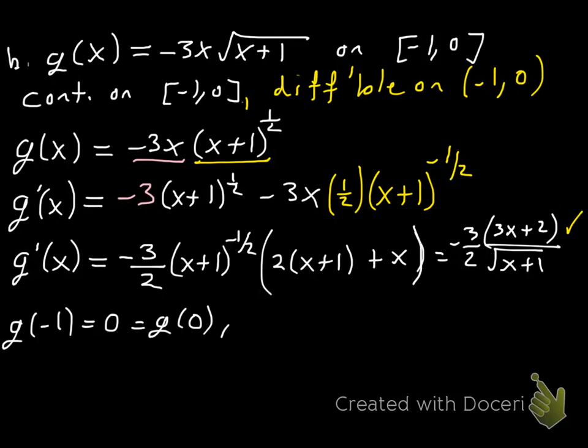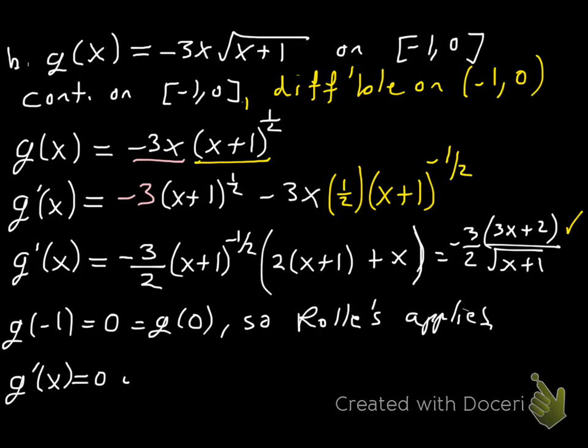It's continuous on the closed interval negative 1 to 0, and differentiable on the open interval negative 1 to 0. So Rolle's theorem does apply, and we can go ahead and set the derivative equal to 0. So for that derivative, in order for it to be equal to 0, the numerator has to be equal to 0. So when is 3x plus 2 equal to 0? Well, if we solve that, it would be negative 2/3.